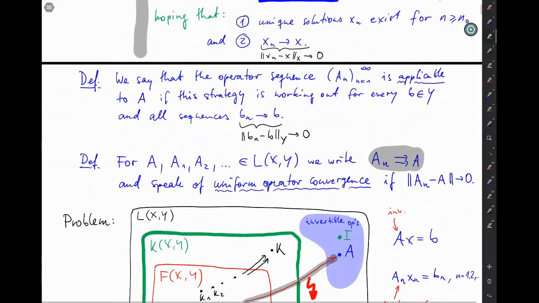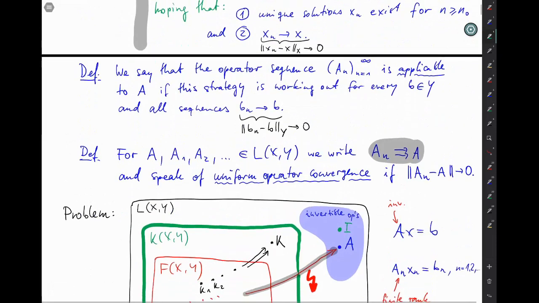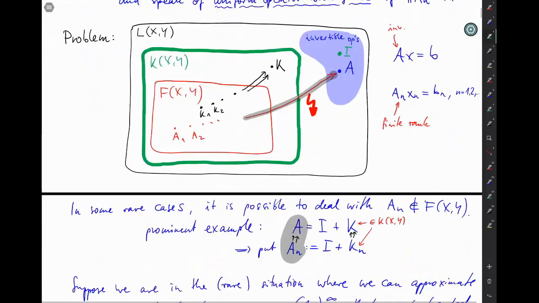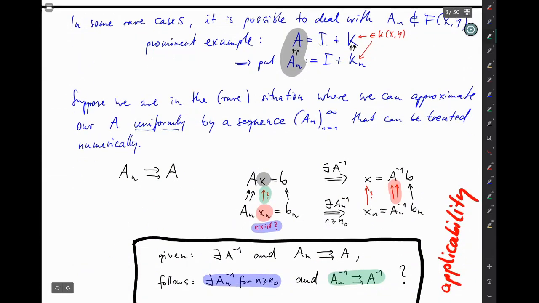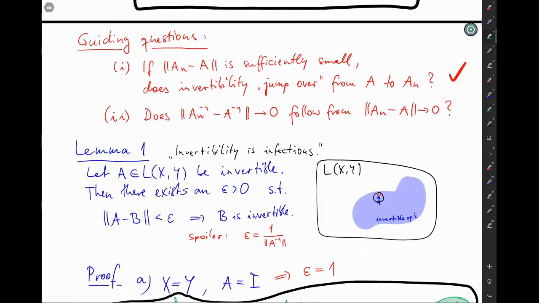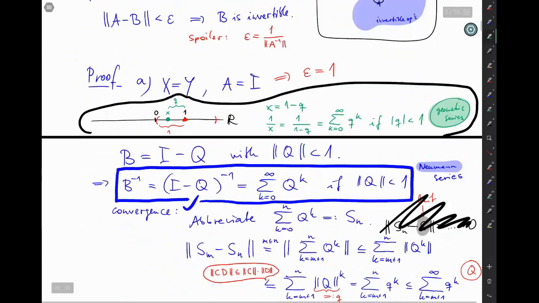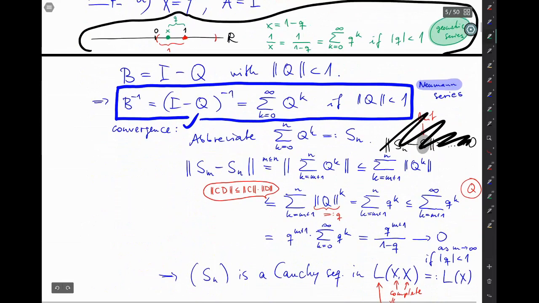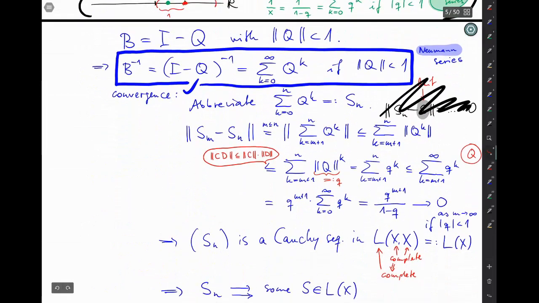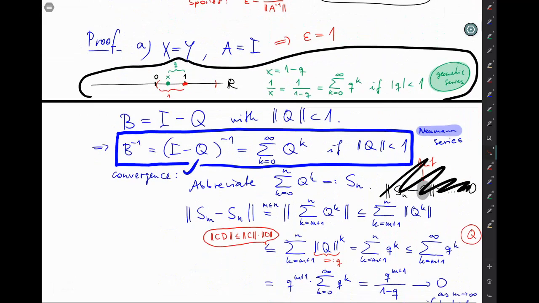Let's see where this happened. Okay, I think the first time we needed completeness was in this lemma 1, because we've been talking about Cauchy sequences and we wanted them to converge. Here we go. So for lemma 1a, we need completeness of that one space, which is x and y at the same time.